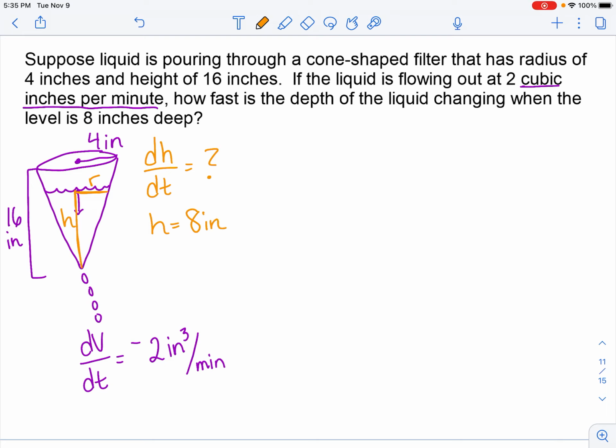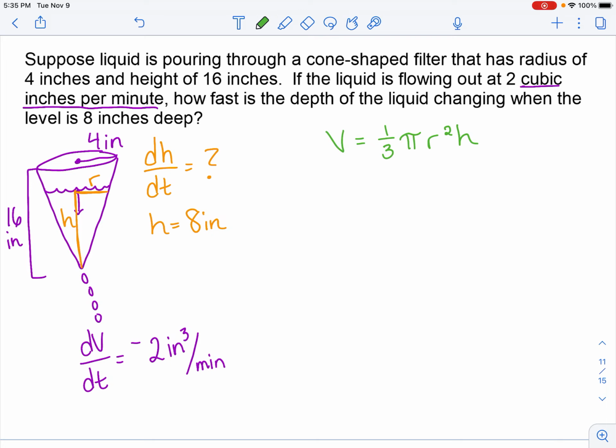Okay, there's a lot going on there, but here are my key things. I know radii, I know heights, and I know volume rate of change. So I need a volume equation here. So the volume of a cone is equal to 1/3 pi r squared h. Okay, 1/3 pi r squared h. Now the problem with this is I've got too many variables. If I've got both r squared and h in there, when I do the derivative, I would need product rule and I would have dr/dt and dh/dt, two unknowns, and that's too many unknowns. I can only have one unknown.